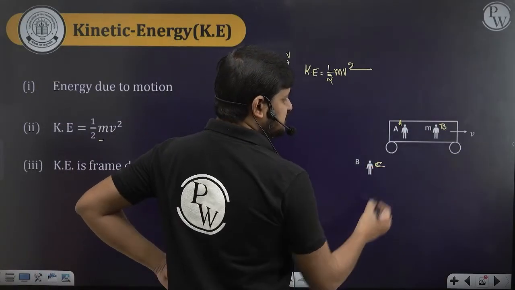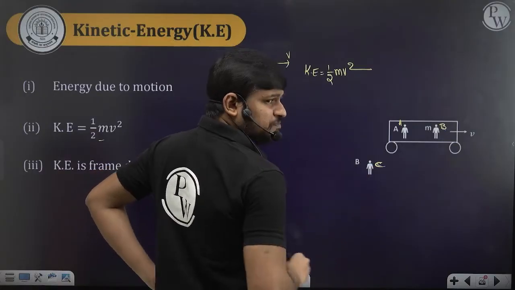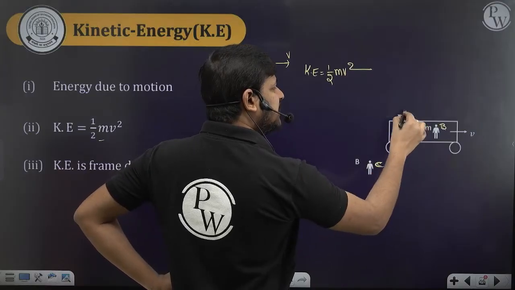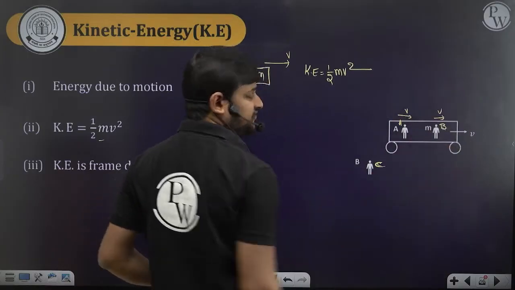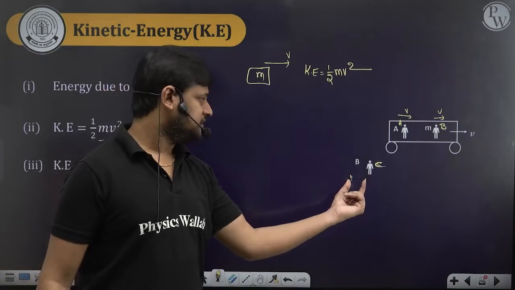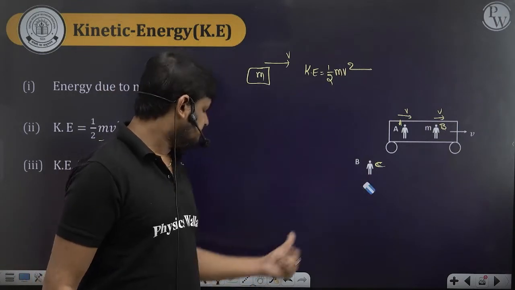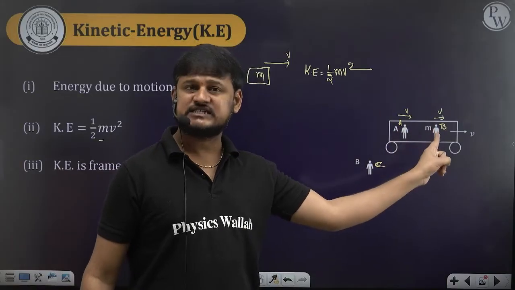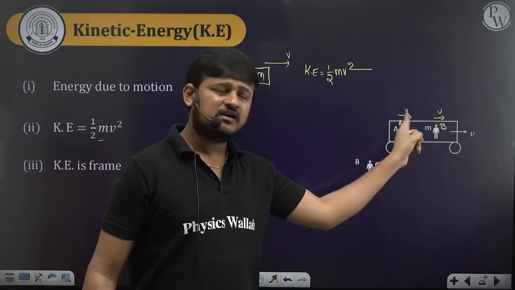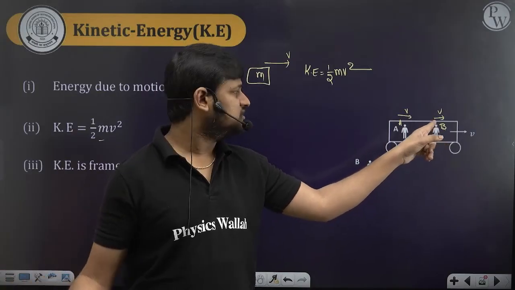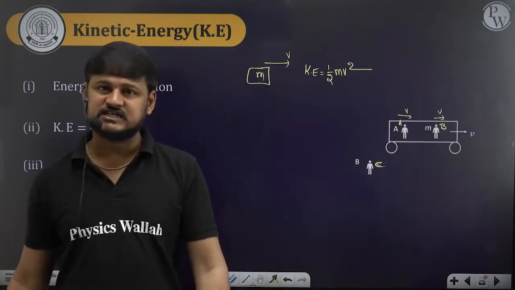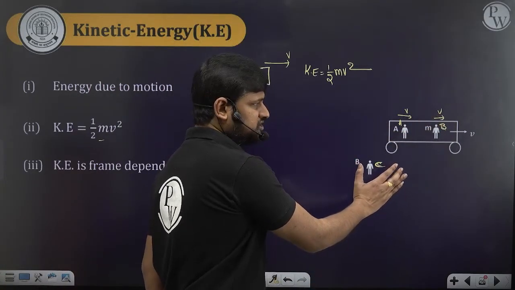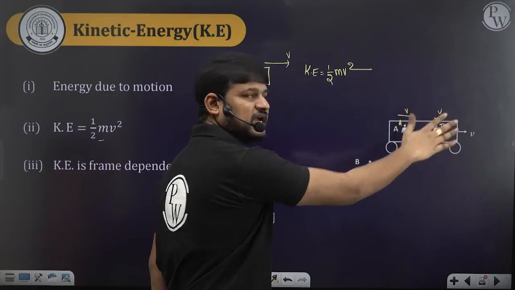Now with respect to person C, person A is in motion and person B is in motion. That means person A has velocity v and person B has velocity v with respect to person C. Whereas A and B with respect to each other are at rest. With respect to person A, person B is at rest, they are sitting in the bus, right? With respect to person B, person A is at rest. So the same two persons are in motion with respect to the person outside, but with respect to each other, they are at rest.